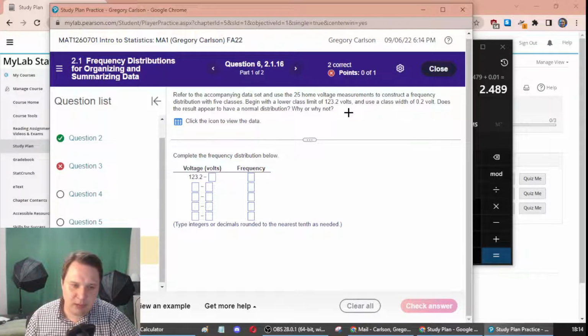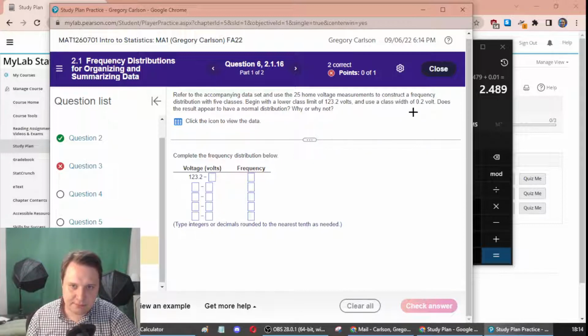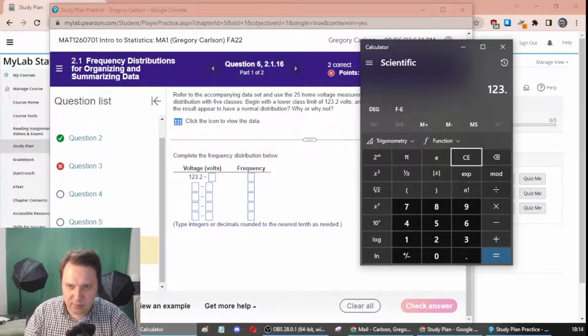This is the problem that made me redo the video because I messed it up the first time. So don't feel bad if this takes a couple tries. It seems like it's arbitrary how they calculate these limits. I don't understand it. So notice that our class width this time is 0.2. So I just take 123.2. That's my first number, 123.2. And we're just going to add 0.2, which is the class width.